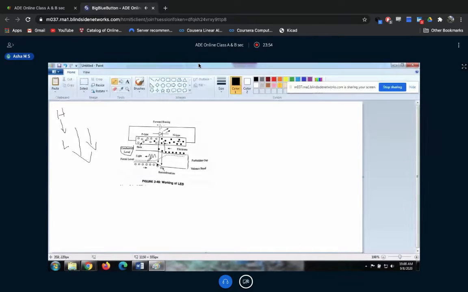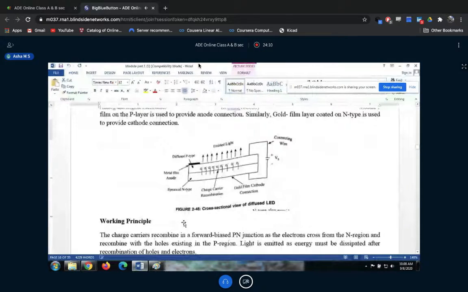So this diagram you need to write, the same thing we discussed before. In the previous diagram, this is the diagram you need to write for the construction, and this diagram you need to write for the working.